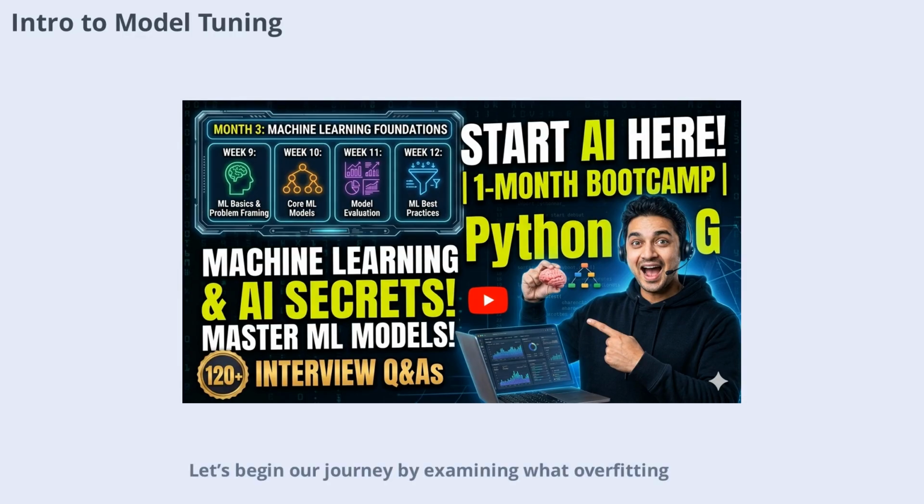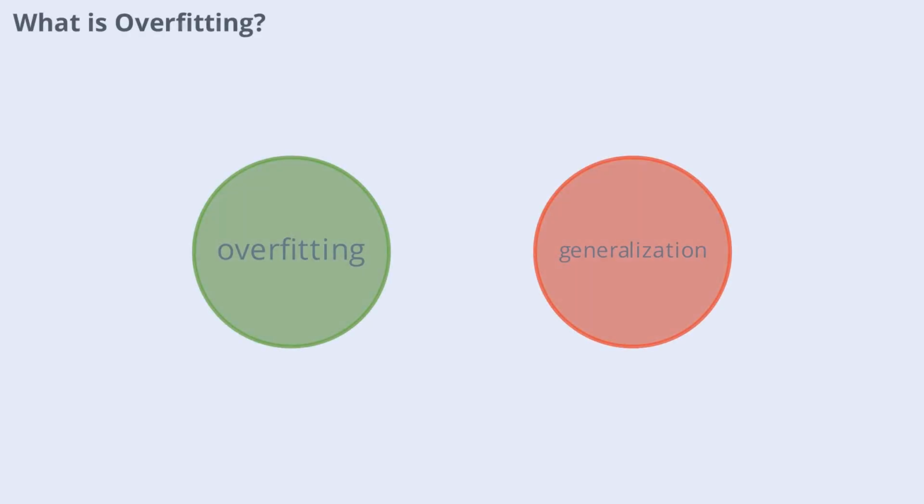Let's begin our journey by examining what overfitting looks like and why it matters for your model. Overfitting happens when a model learns not just the patterns in your training data, but also the random noise. This means the model performs exceptionally well on the training set but struggles to generalize to new unseen data. Imagine a student who memorizes answers instead of understanding concepts. They ace practice tests but stumble on the real exam. Overfitting is a common pitfall, especially with complex models or small datasets.